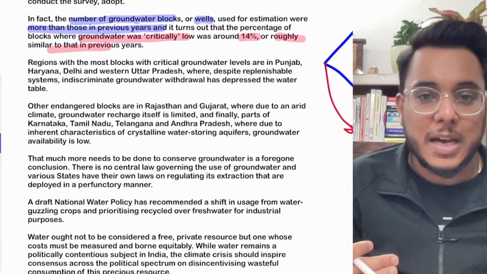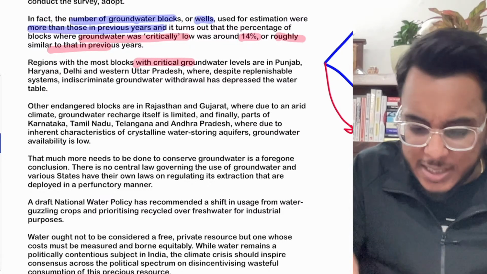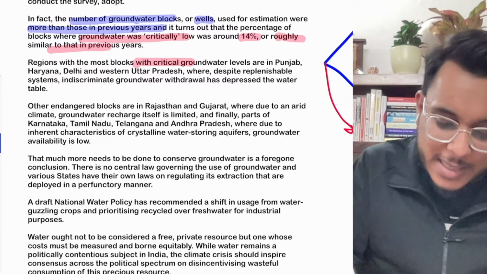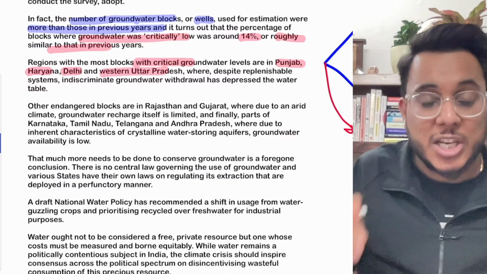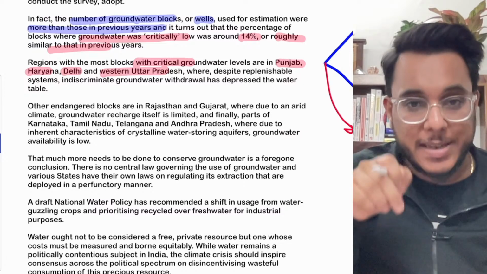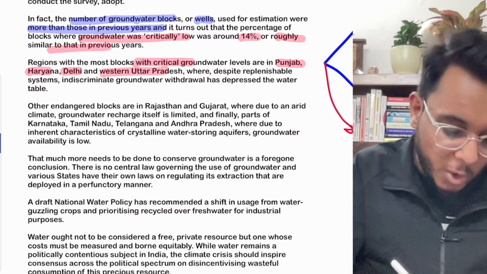Now the regions with the most blocks with critical groundwater, where are they? Now you see this thing, the areas where there is critically low groundwater are in Punjab, Haryana, Delhi, Western Uttar Pradesh, and all these are the regions where paddy cultivation is happening in large numbers, and for that, a lot of groundwater is being withdrawn.